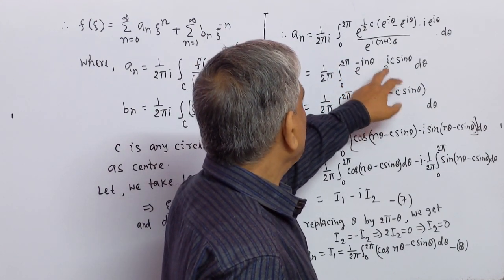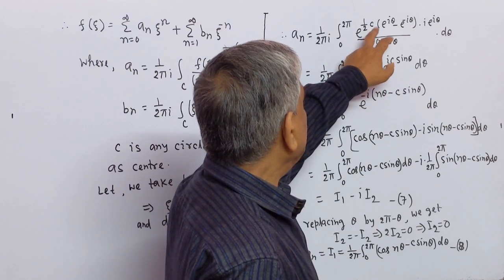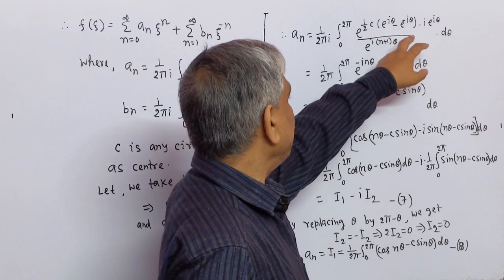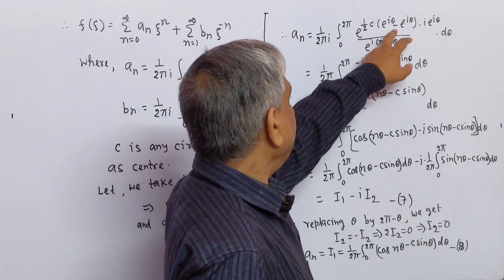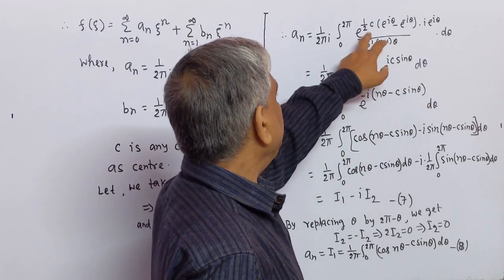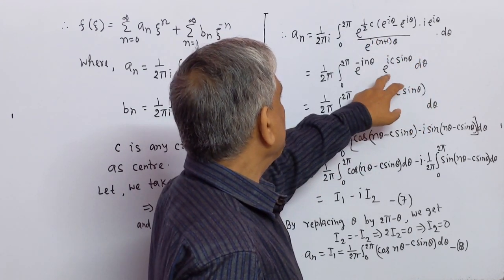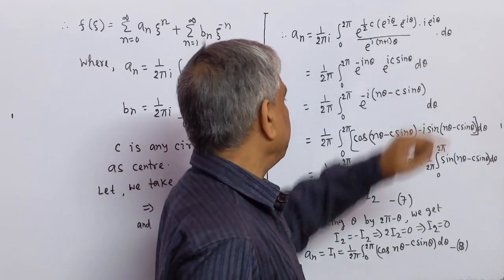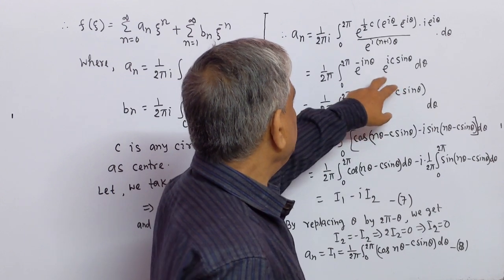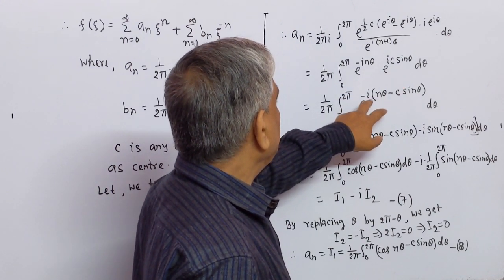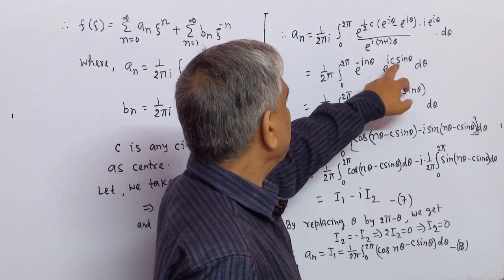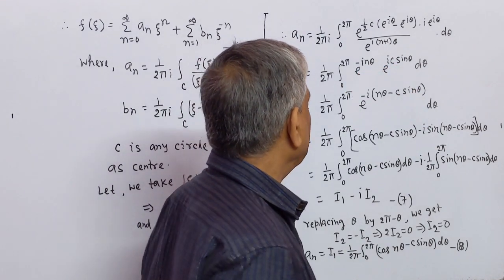Here e^(½c(e^(iθ) - e^(-iθ))), that means 2i sin θ, and 2 and a half cancel, so here remains e^(ic sin θ) dθ. We take the base to be the same, so the power will be e^(-i(nθ - c sin θ)) dθ.